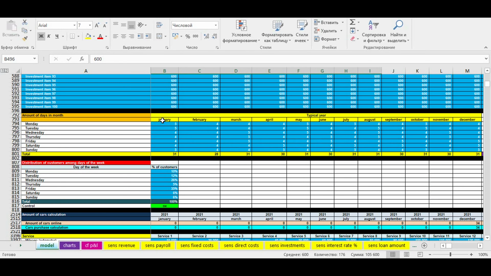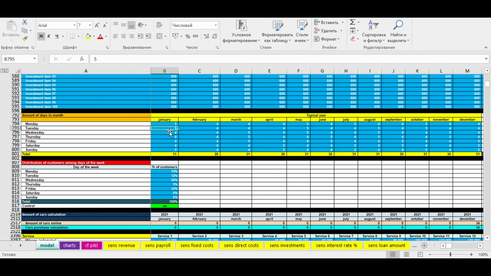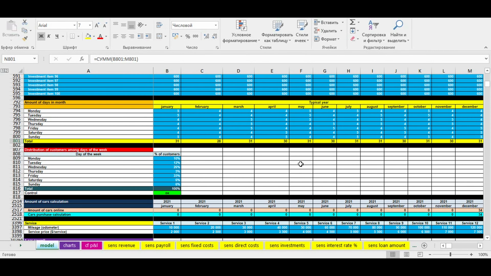Going from January to December, you specify how many Mondays, Tuesdays, and so on in each month to get a total of 365 days in a year. These will also be needed afterwards for your limitation system to calculate the right amount of delivery cars correctly.